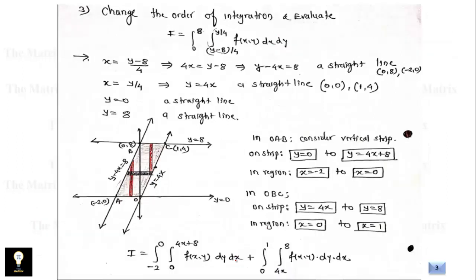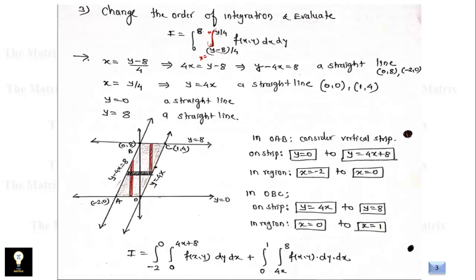One more example of this kind. Change the order of integration and evaluate. Again we cannot evaluate because the function is just given as a symbol f of x comma y. So let's concentrate on the limits. As usual, the four limits are nothing but the four curves. The first integral limits are in terms of y. That's why they are the limits of x. So this is x equal to (y minus 8) by 4 and x equal to y by 4.